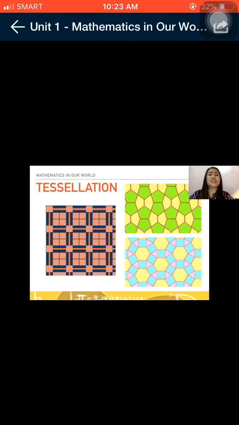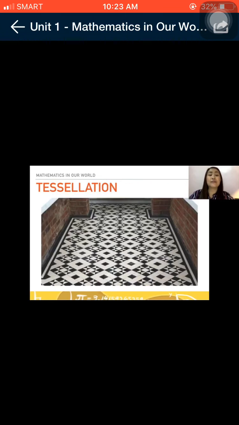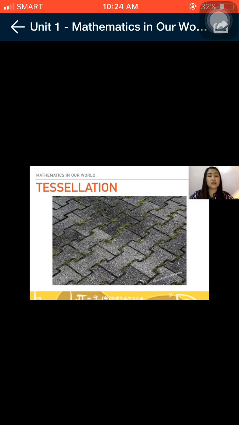Okay? We also use tessellation in our everyday life, actually. For example, in the floor tiles that you see, those are tessellations because they cover the whole surface with a repeating pattern and leaving no gaps. Bricks on the road are also tessellation. So they use, in this case, the I shape.